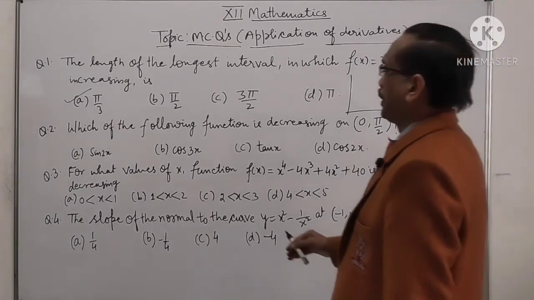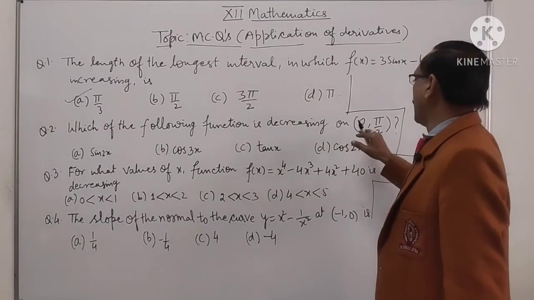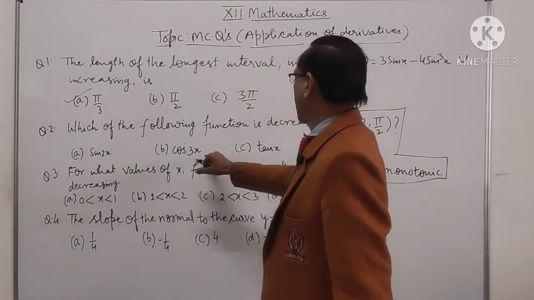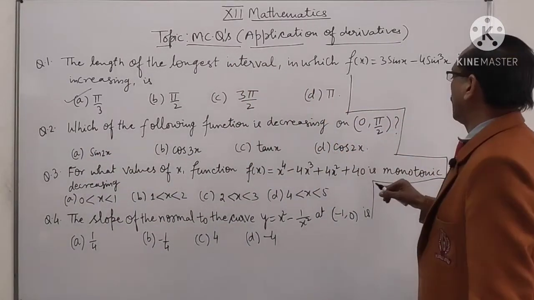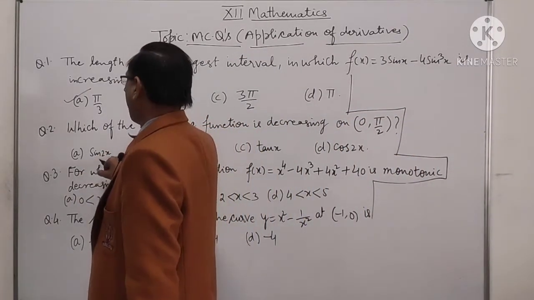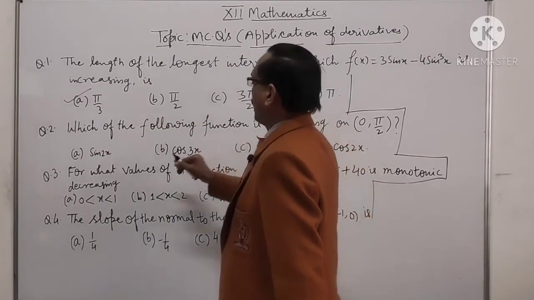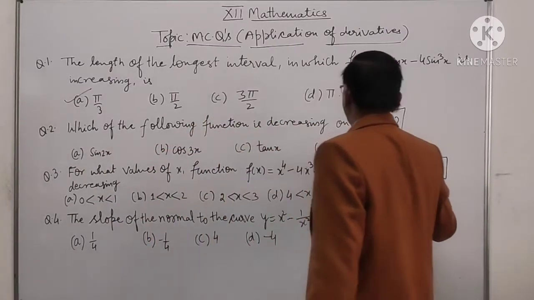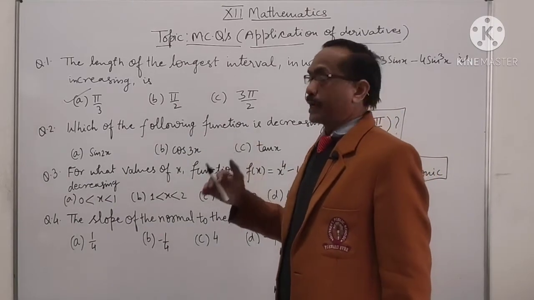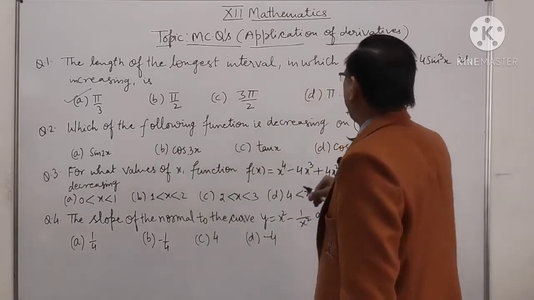Question number 2. Which of the following functions is decreasing on the interval 0 to pi/2? The functions are sin 2x, cos 3x, tan x and cos 2x. When we differentiate sin 2x, it is cos 2x into 2, but this will not be positive in the whole interval 0 to pi/2. Same with cos 3x, its derivative is -sin 3x into 3. So it is also negative, right?